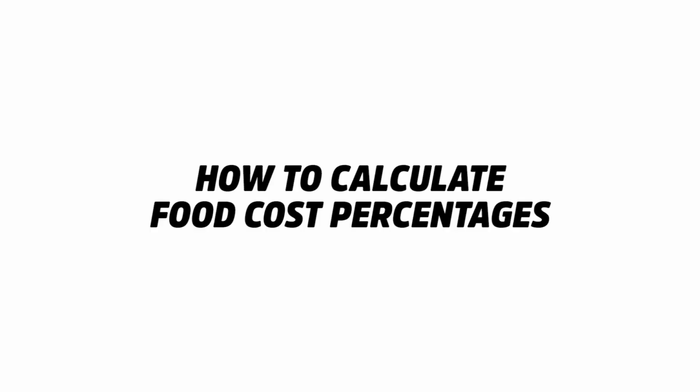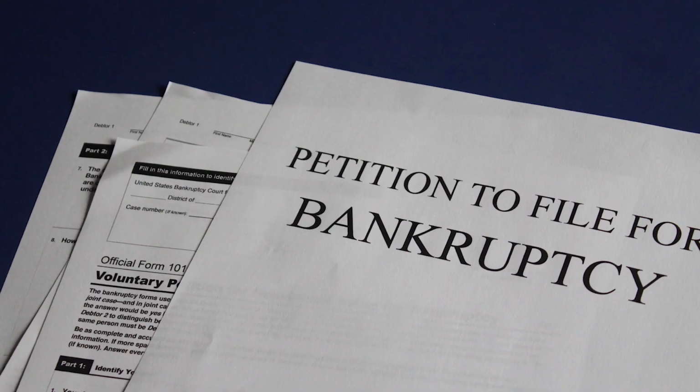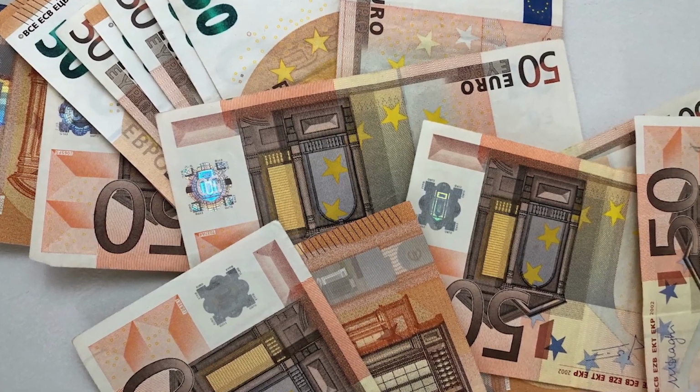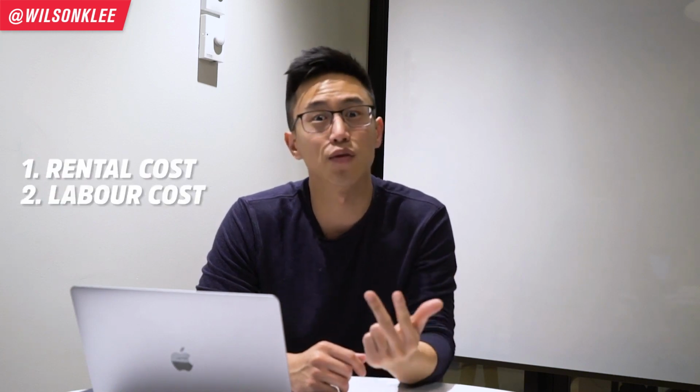Today we're going to be talking about how you calculate your food cost. Now, first and foremost, why is food cost so important? There are basically three types of costs that determine whether your business goes bankrupt or has a thriving restaurant business. The three types of expenses are your rental costs, your labor costs, and your food costs.